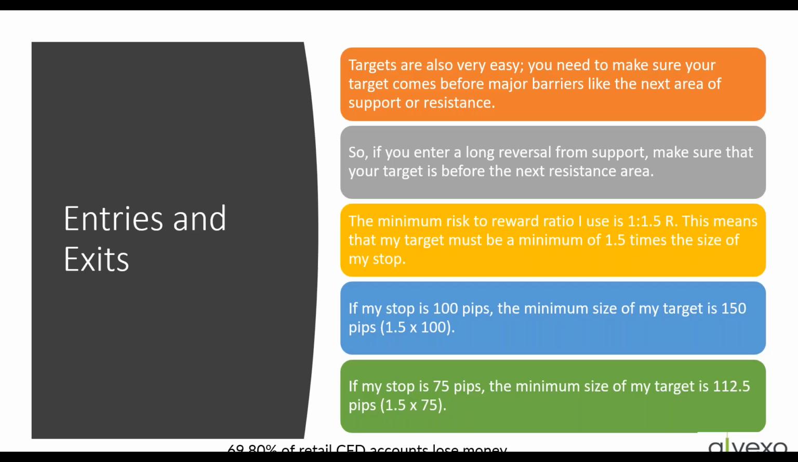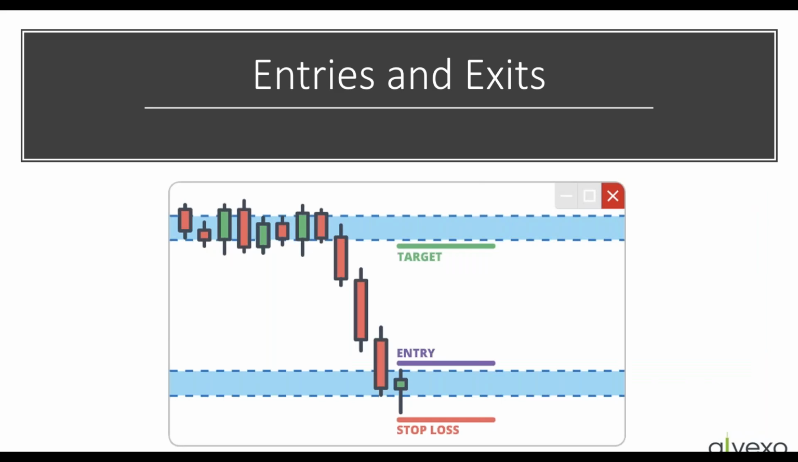So targets are always very easy. You need to make sure your target comes before the next barriers, like the next resistance area. And then you want to use, whether it's 1-to-1, 1-to-2, or 1.5, depending on your own risk reward management and what you can afford. But 1.5 times the size helps you. That will calculate. Then you'll look at where you want to put your stop, and then you'll calculate your risk reward ratio to see if you can even afford to make that trade.